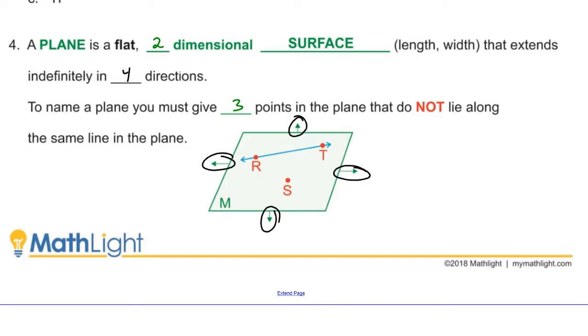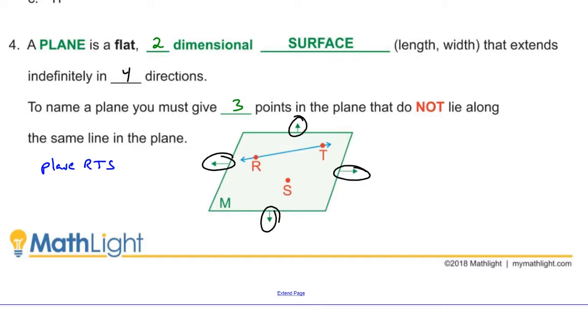But we're ready to name this plane. It's pretty easy. So we call it plane, and then the 3 points that are not along the same line that are inside. Now there are only 3, R, T and S. Now, those are my initials. You might say, why didn't you go RST? Well, because they're not my initials. And by the way, plane TRS is the same plane. Plane TSR, same plane. The order of the points does not matter.